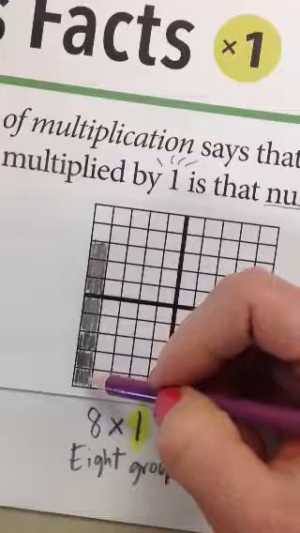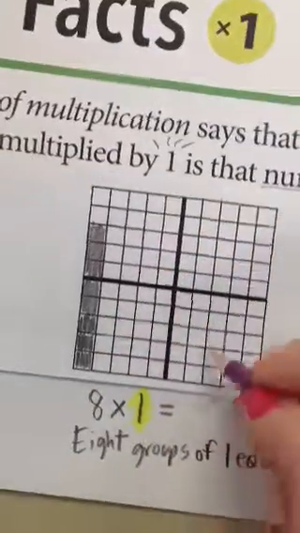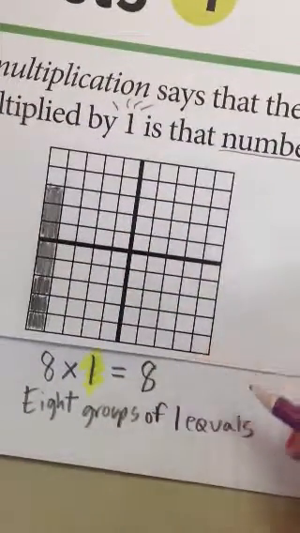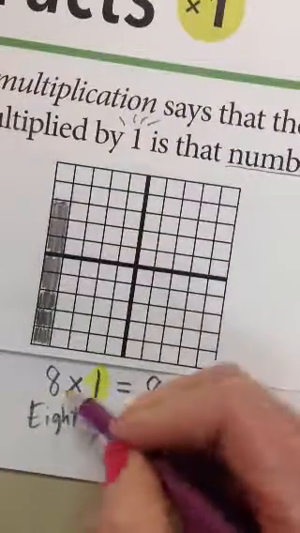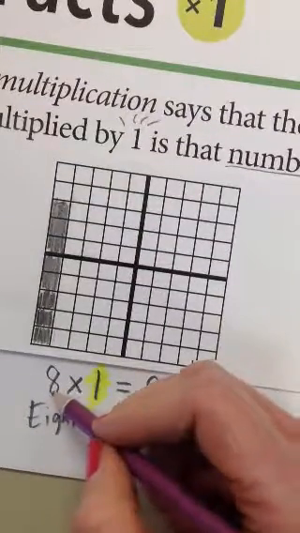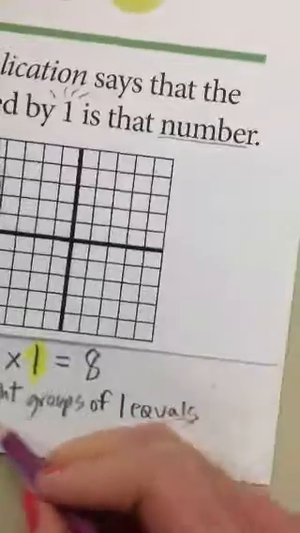That's it. So how many total squares is that? Oh, well, it's just 8. It was that number, the other factor. So 8 groups of 1 equals 8.